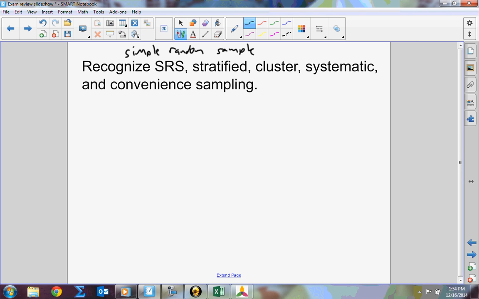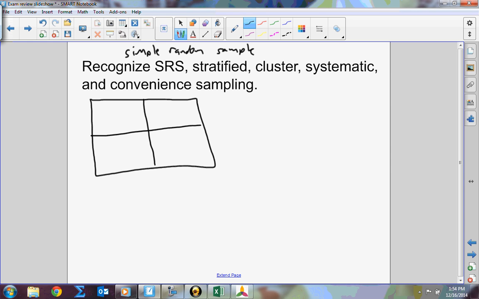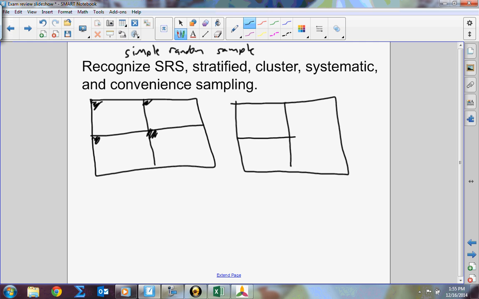Now, to review stratified and cluster really fast, stratified would look like this. Here's my population. I'm going to divide it into strata, or different groups. And then from each group, I'm going to pull out some. So I'll pull out some from there, some from there, some from there, some from there. One from each strata, or one from each group. The difference with cluster sampling is I'm going to divide the population up again, but then I'm going to sample an entire group.